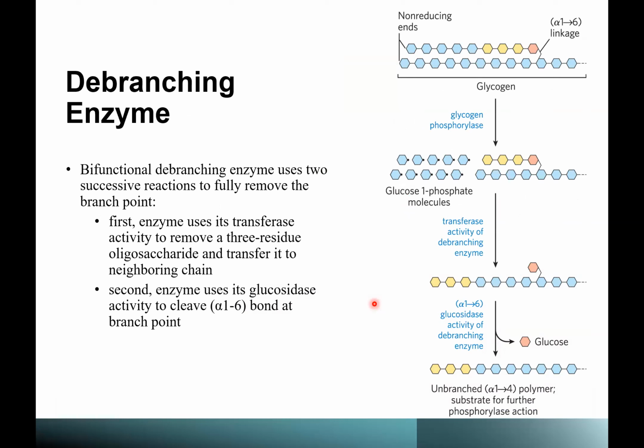Now we don't want to just stop and leave these four remaining glucose molecules. It would be silly not to use them, because we still have some glucose molecules to release here. So we have something called a debranching enzyme.